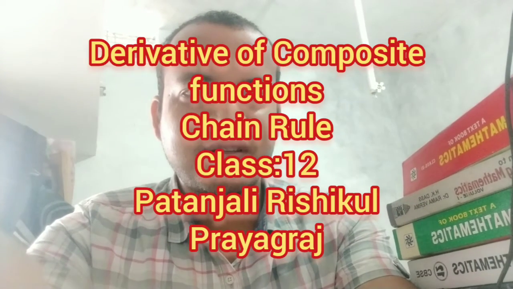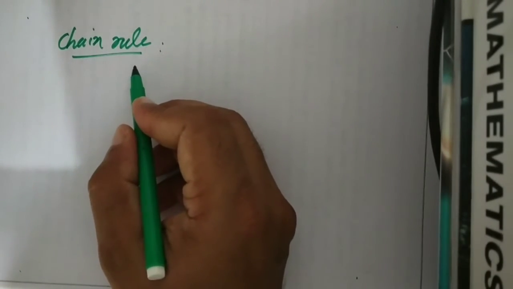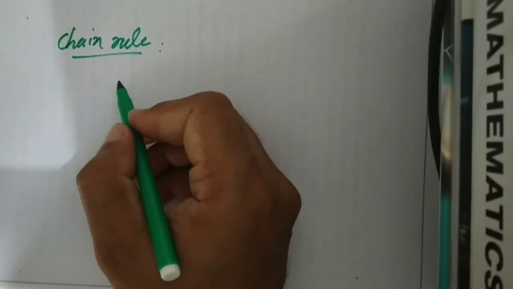Hello students, today we are going to discuss how to find the derivative of functions that are composed of many others: the chain rule. The chain rule is applicable to functions which are a composition of two or more functions.